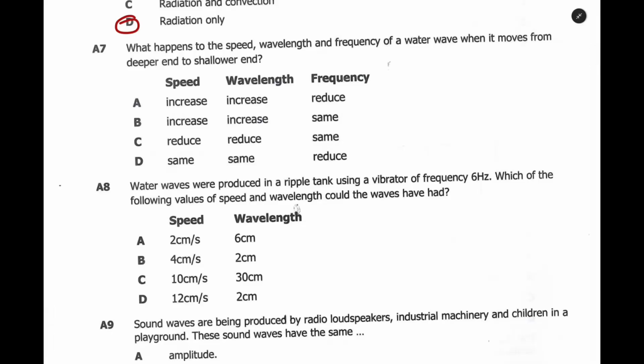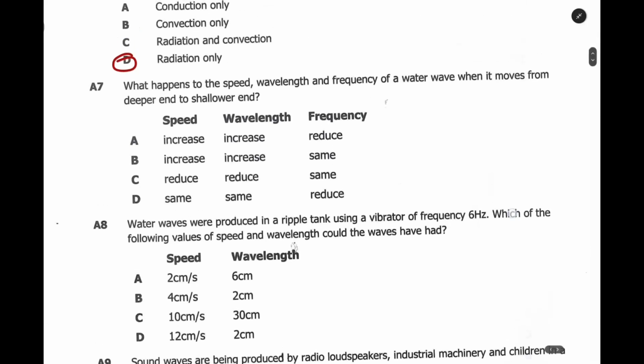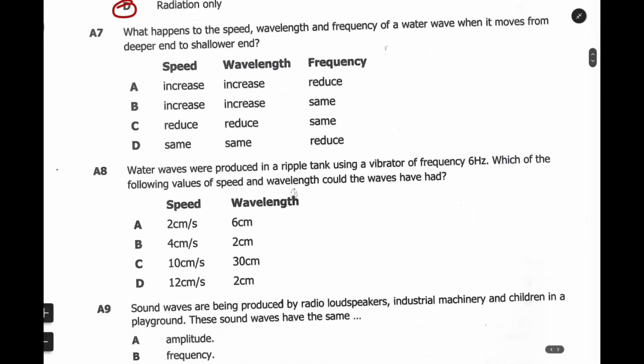What really happened? One thing that you should know is that the speed of a wave depends on the depth of water, how deep the water is. The deeper the water, the higher the speed. So when the depth reduces, speed reduces. So you expect the speed to reduce when it moves from deeper to shallower. Then for the wavelength, it also reduces. When speed reduces, wavelength also reduces.